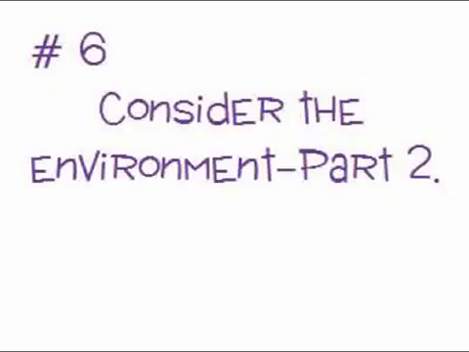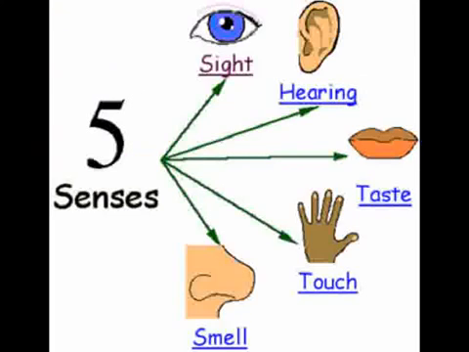Number 6. Consider the environment, Part 2. Some students with autism are overly responsive to sensory stimulation. Others may demonstrate an under-responsiveness. Watch for sensory issues in the environment, such as room decorations, noises, scents, and lighting, and adjust these as needed.